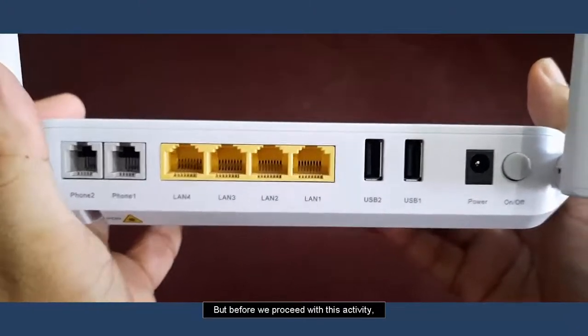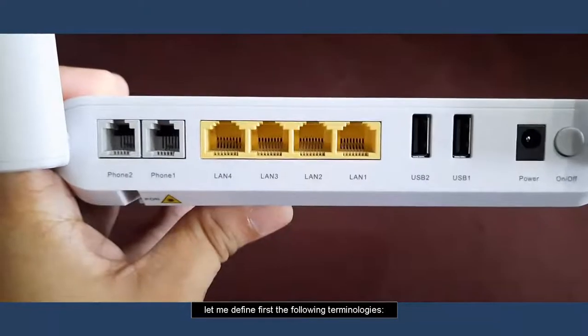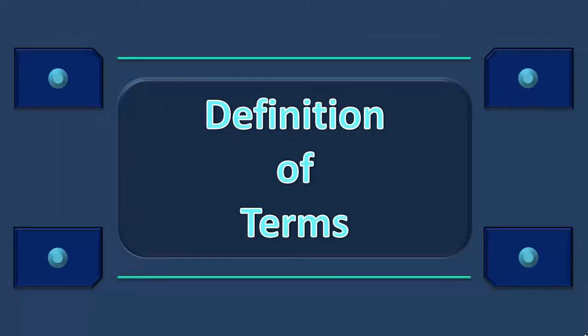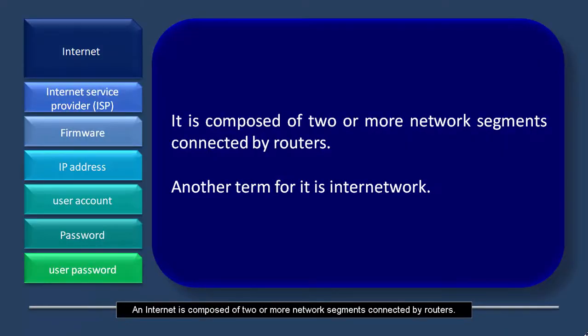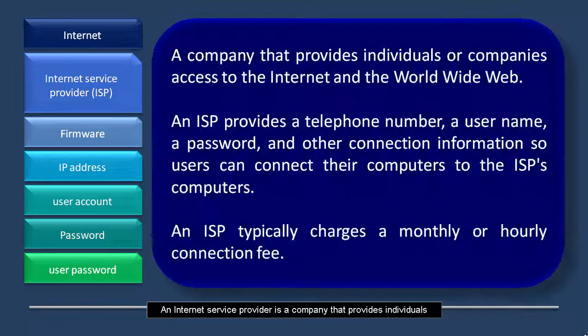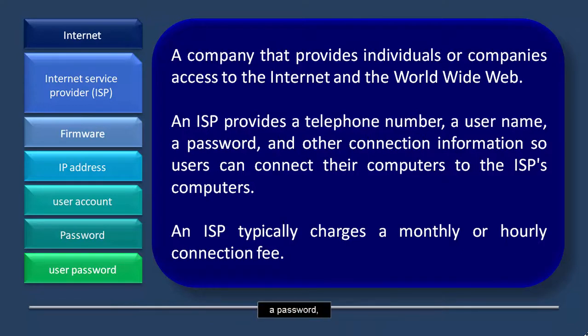But before we proceed with this activity, let me define first the following terminologies. An internet is composed of two or more network segments connected by routers. It is also known as the internet network. An internet service provider is a company that provides individuals or companies access to the internet and the World Wide Web. An ISP provides a telephone number, a username, a password, and other connection information, so users can connect their computers to the ISP's computers. An ISP typically charges a monthly or hourly connection fee.